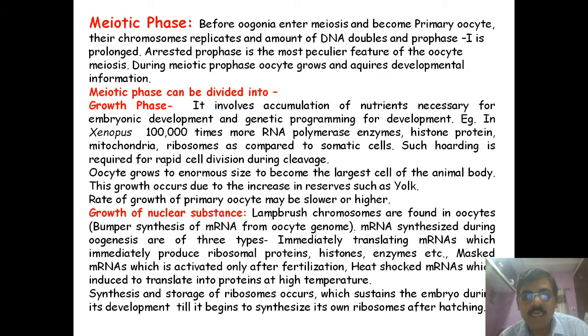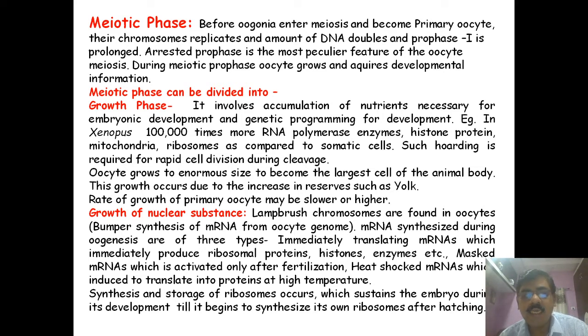Then the next phase comes, that is the meiotic phase. Before oogonia enter meiosis and become primary oocytes, their chromosomes replicate and the amount of DNA gets doubled, and prophase 1 is prolonged. Arrested prophase is the most peculiar feature of oocyte meiosis. During meiotic prophase, the oocyte grows and acquires developmental information.